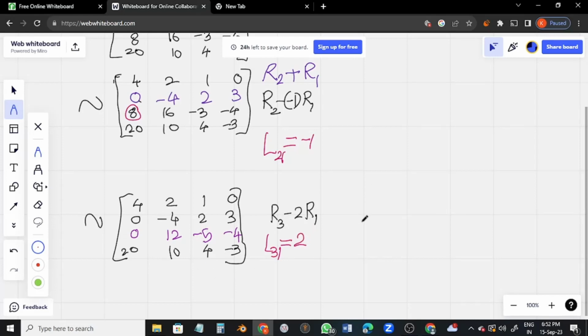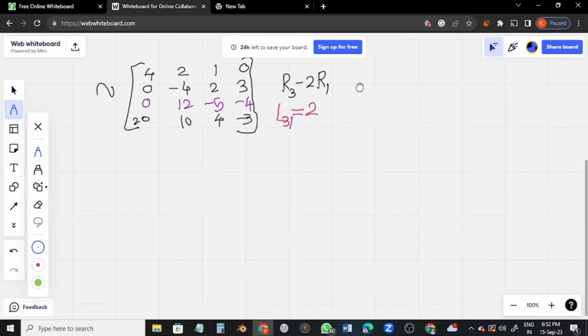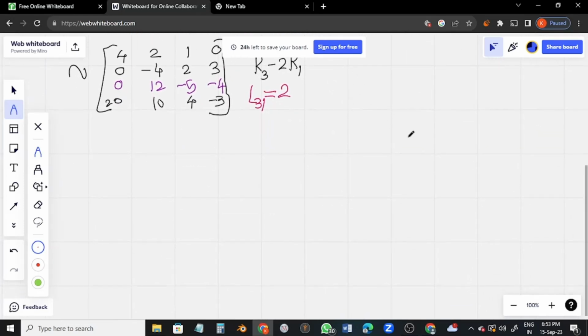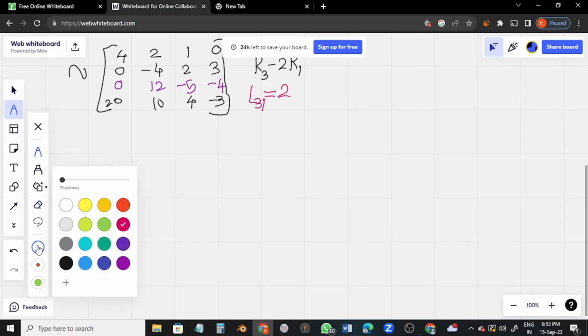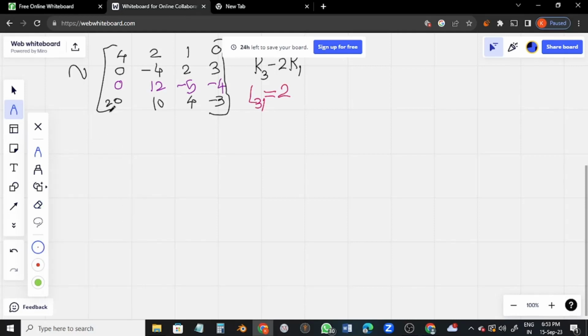Now let us move to our next place. So in place of 20, I want to make a 0. So let us once again point out to what we want. We want this place to be 0. Let us move. So for that we are copying our upper rows. So 4, 2, 1, 0, 0, minus 4, 2, 3.